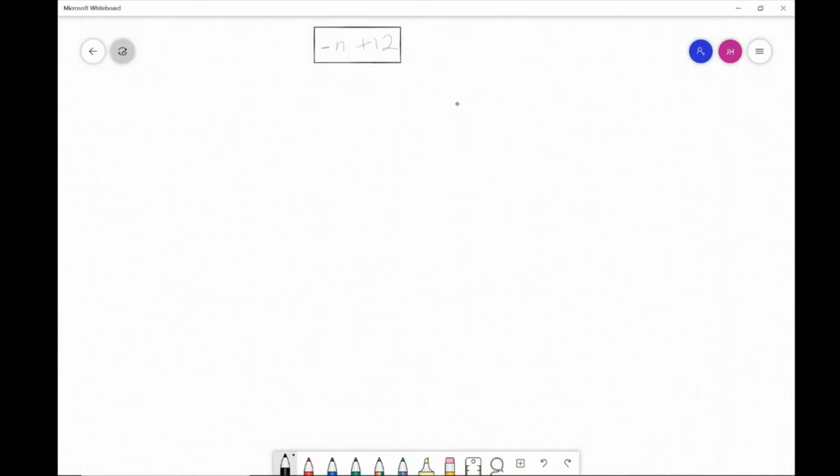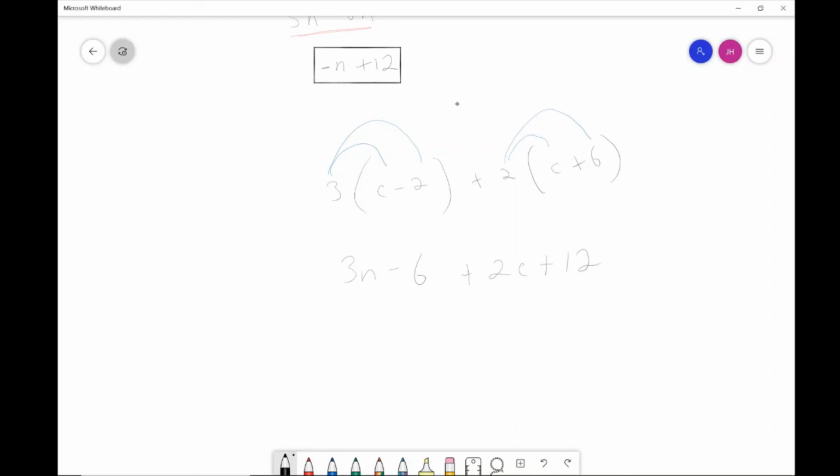Okay. Now let's work on another example. What about 3 parentheses c minus 2 plus 2 parentheses c plus 6? Okay, apply distributive properties. It will become 3c minus 6, 3 times c, 3 times -2. That's how I get 3c minus 6 plus, well, this will become 2c plus 12. Okay, sorry, the first variable is c.